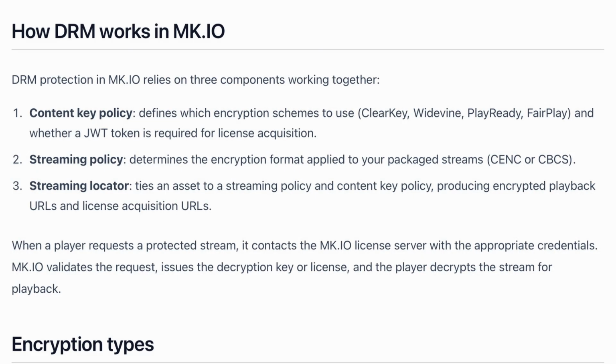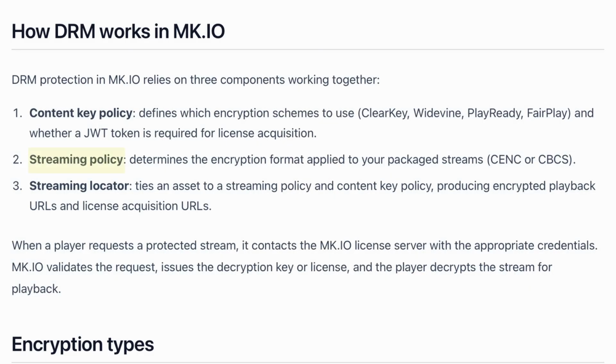DRM protection in MKIO relies on three components working together. So once you understand what each one does, the configuration steps will make a lot more sense. First, we have the content key policy. The content key policy defines which encryption schemes to use, whether that's ClearKey, Widevine, PlayReady, FairPlay, or some combination of those four. And also whether a web token is required for the license acquisition. So you create it once and you reuse it across as many streaming locators as you need. It's a reusable template.